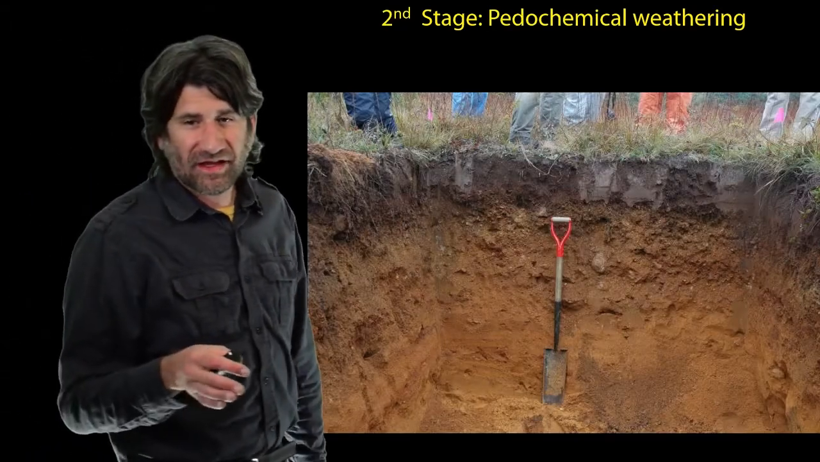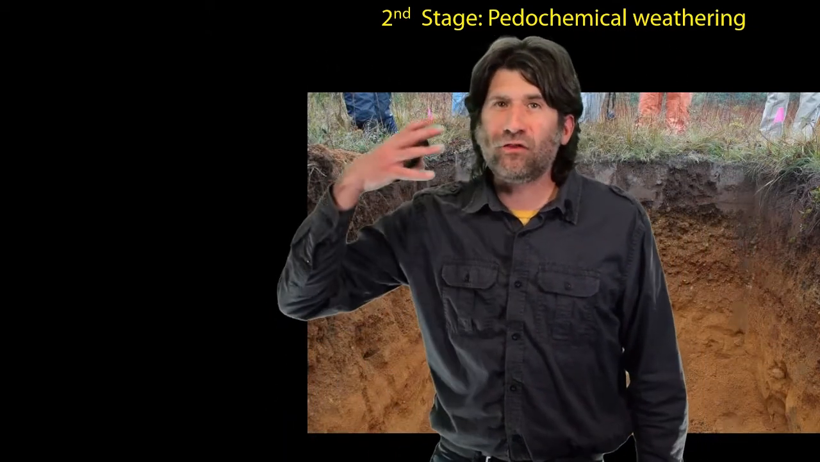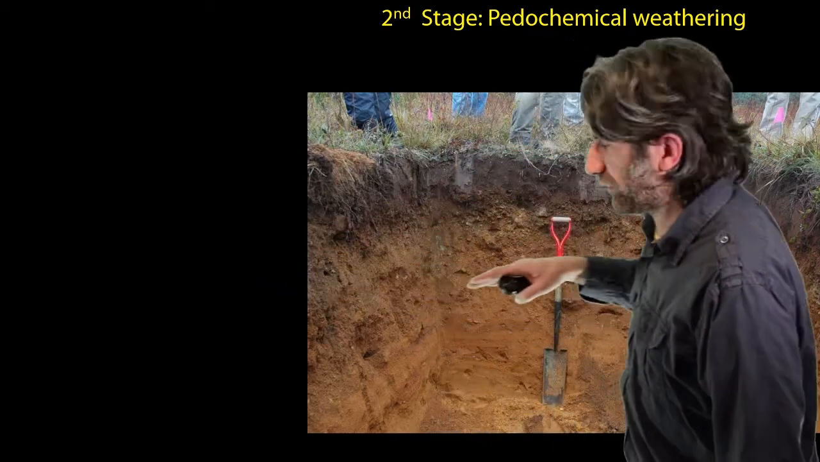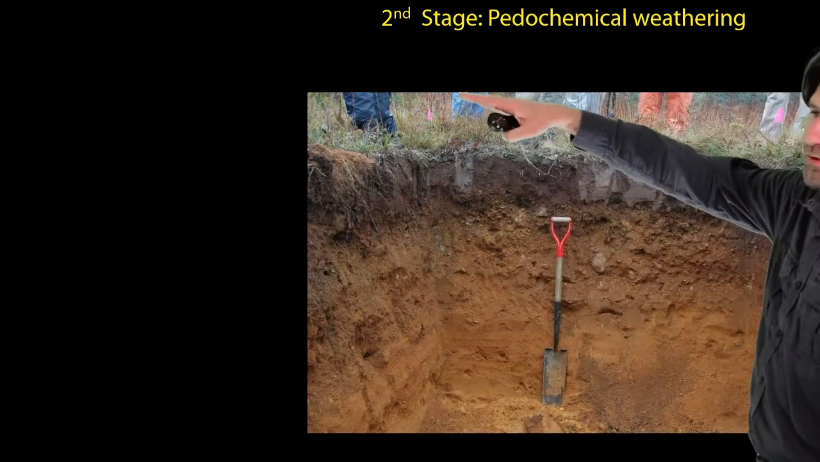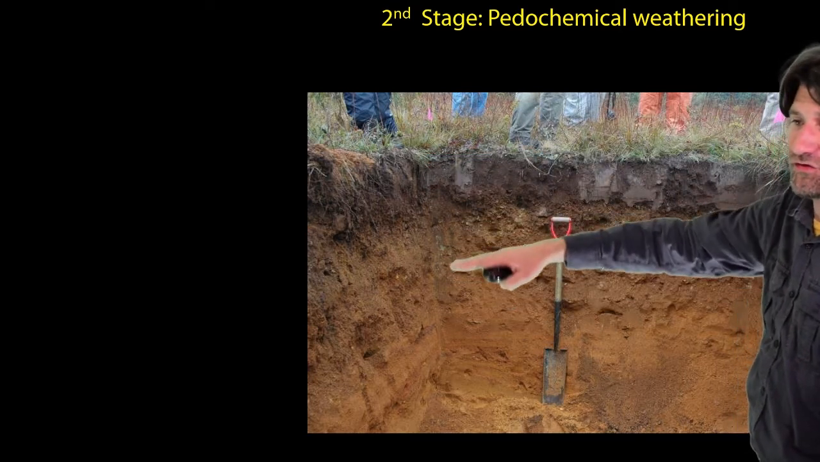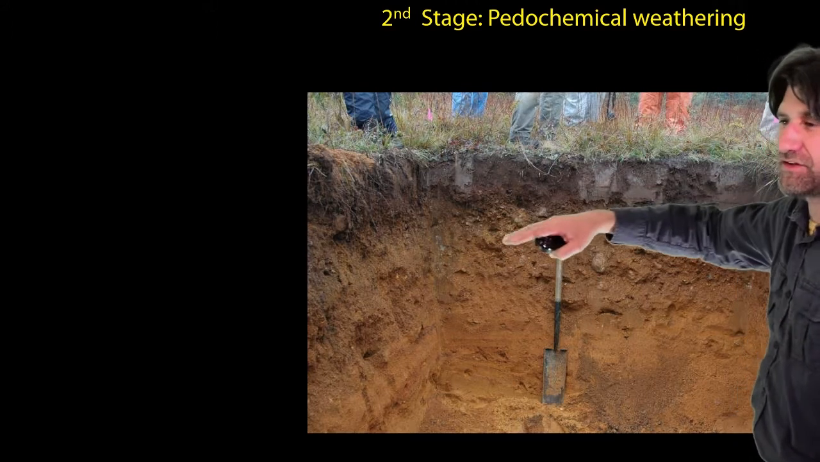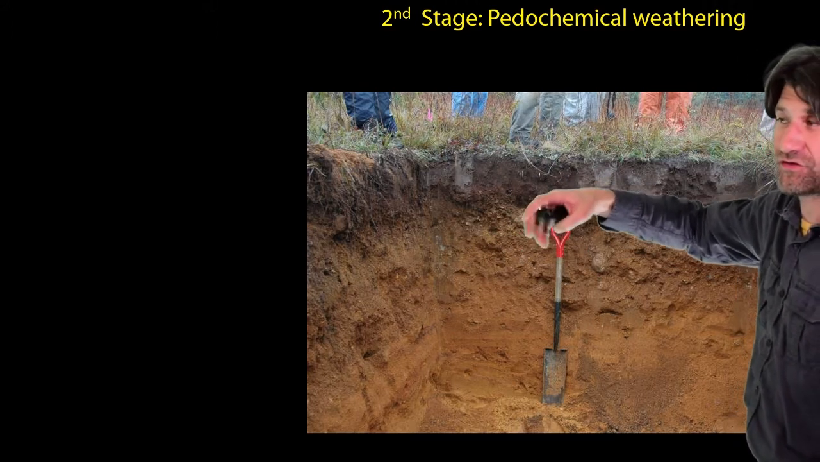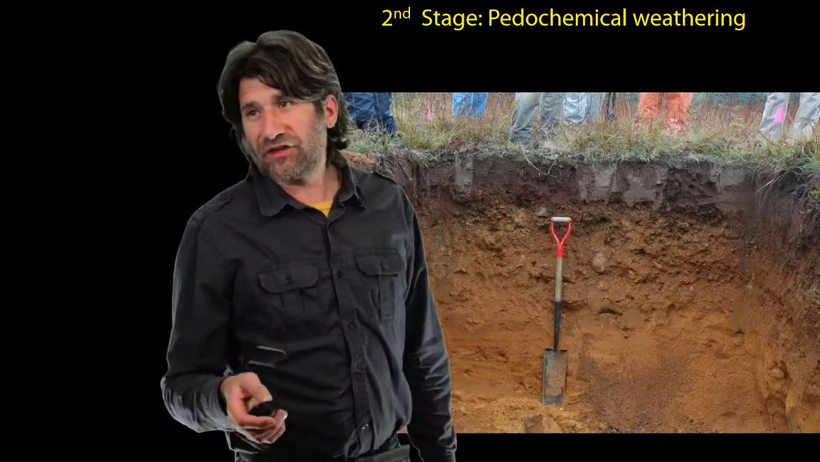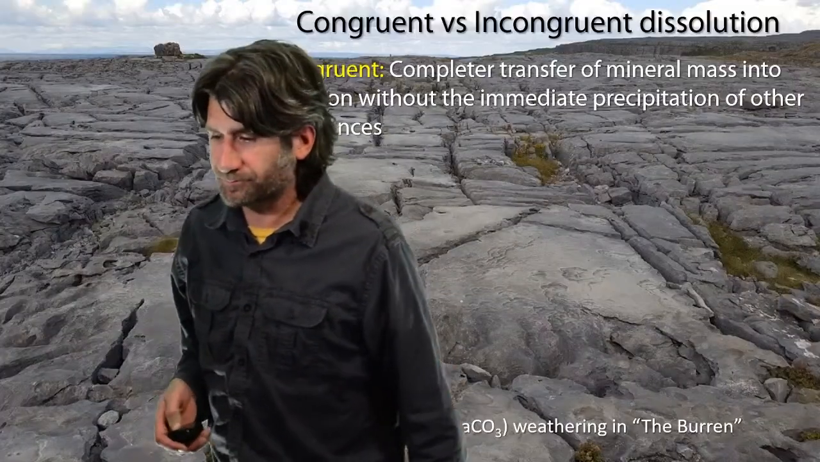The second stage of chemical weathering is what we call pedochemical weathering. And that's the weathering of unconsolidated materials in the formation of soils. So here's a spectacular soil profile right here. We've got these different layers here. We'll learn about soils soon. And we see chemical weathering that happens within these horizons that give these different layers their distinct characteristics. So we'll be talking about that soon. But we're going to stick with thinking about that geochemical weathering for a lot of today.